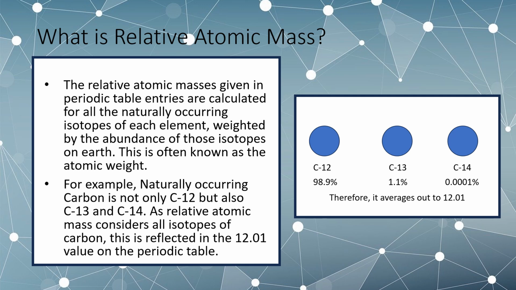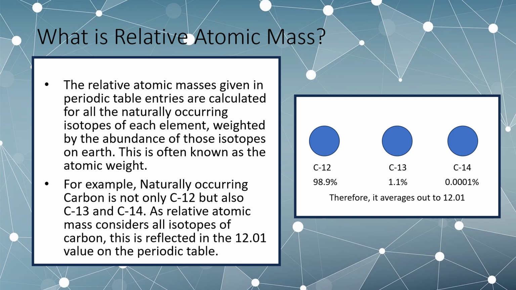What this means in practice is that on Earth, there is a multitude of different isotopes of the same elements. For example, carbon is one of the most common ones we talk about. Carbon-12 is the most common form of carbon. 98.9% of all carbon is carbon-12. However, there is a small percentage that is carbon-13, 1.1%, and then a tiny percentage that is carbon-14, 0.0001%, give or take.